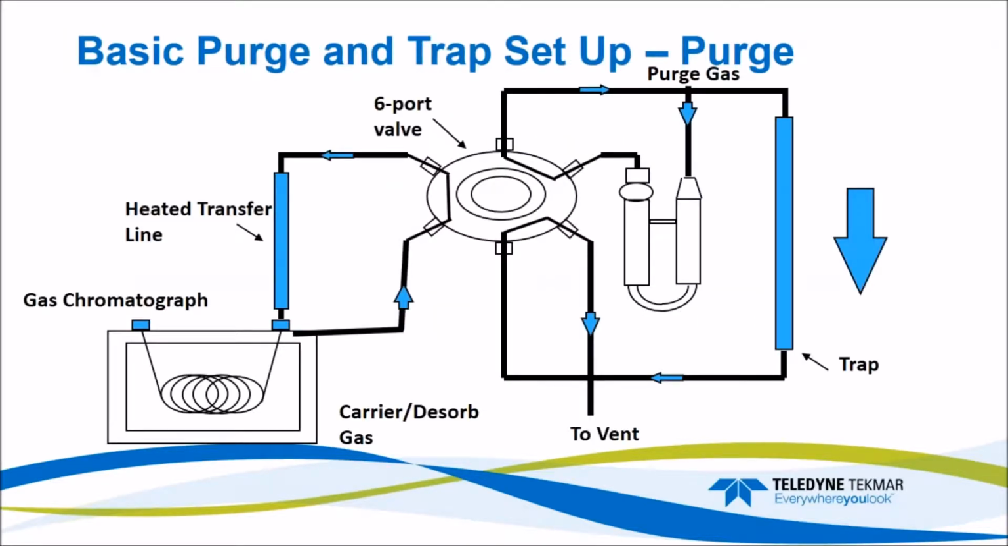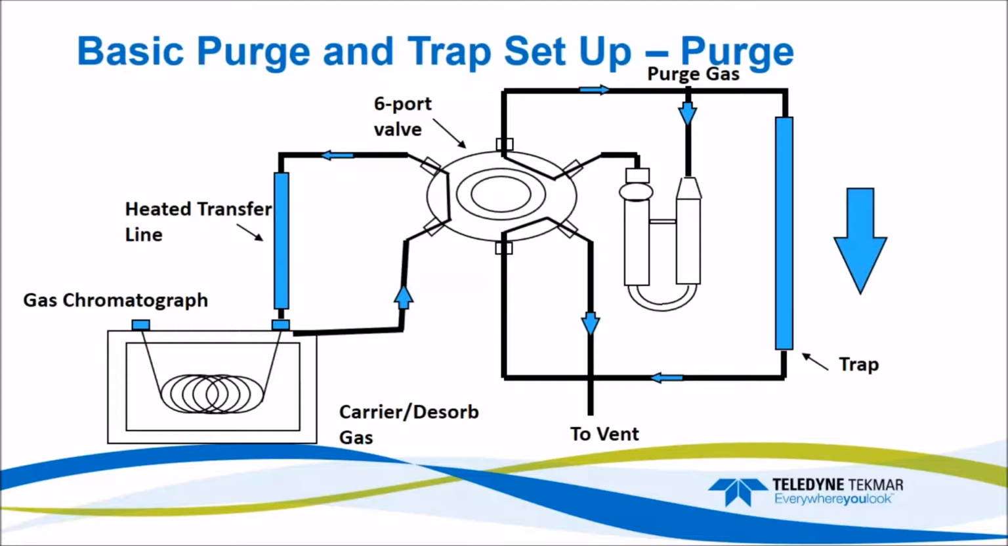A basic purge and trap consists of four main parts. The most important is our 6-port valve we see there in the middle, because it directs all the flows through the purge and trap system. It moves inert, clean gas that purges the sample and then moves that purged sample from the trap to the GC. Another component is the sparger, which is the glassware on the front of the instrument that a liquid sample gets transferred into and purged.